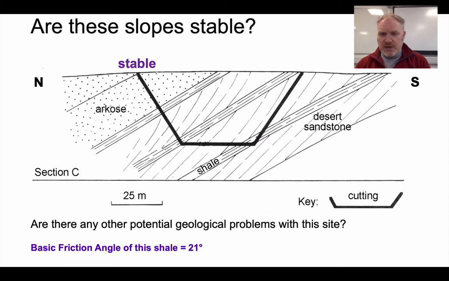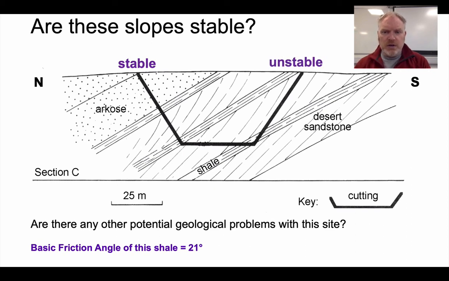Now, again, we think about the potential problems we have here. A desert sandstone is likely to be porous and permeable. Shale is likely not to be. So water along that boundary could be an issue. Could explain perhaps the relatively low value of the basic friction angle. But this slope is clearly unstable.